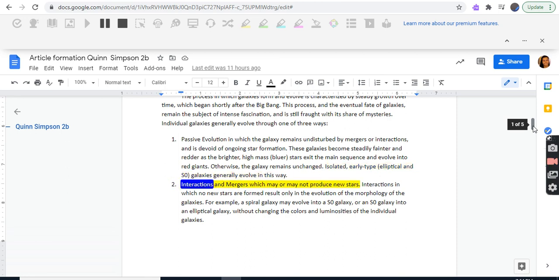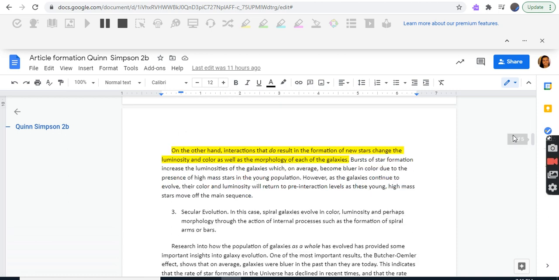2. Interactions and mergers, which may or may not produce new stars. Interactions in which no new stars are formed result only in the evolution of the morphology of the galaxies. For example, a spiral galaxy may evolve into an S0 galaxy, or an S0 galaxy into an elliptical galaxy, without changing the colors and luminosities of the individual galaxies. On the other hand, interactions that do result in the formation of new stars change the luminosity and color as well as the morphology of each of the galaxies.